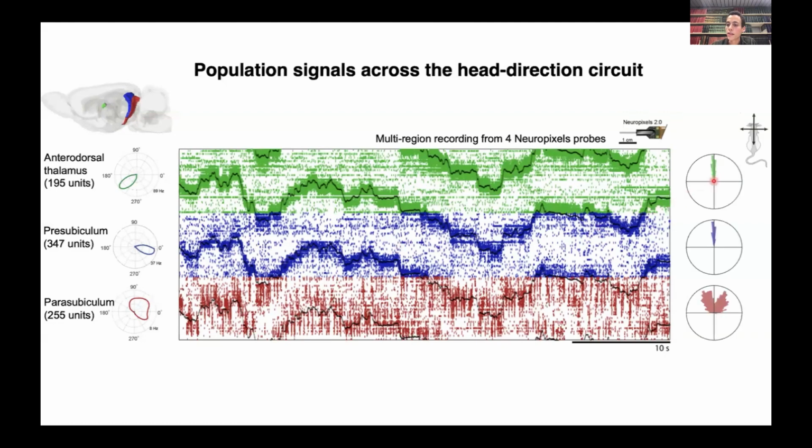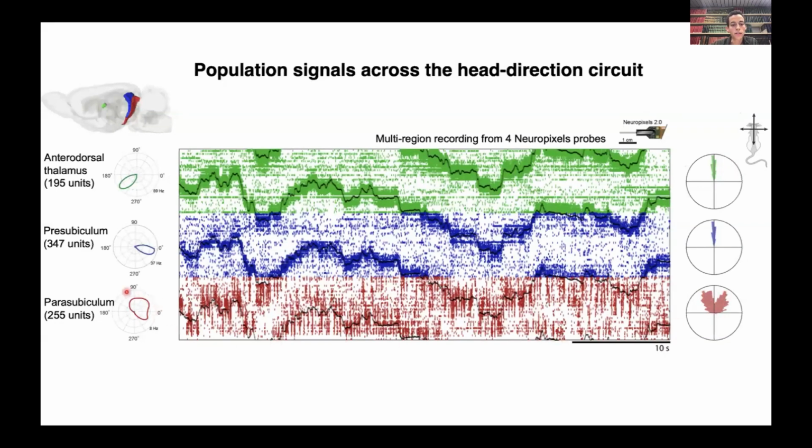And what I've plotted here is the offset between the decoded direction and the animal's tracked head direction. And you can see that in both anterior thalamus and presubiculum, the decoded direction overlaps very well with the tracked head direction. But in the parasubiculum, you see this peculiar offset to either side.